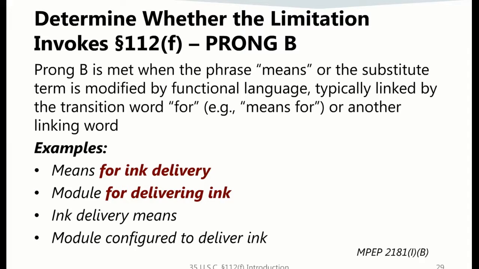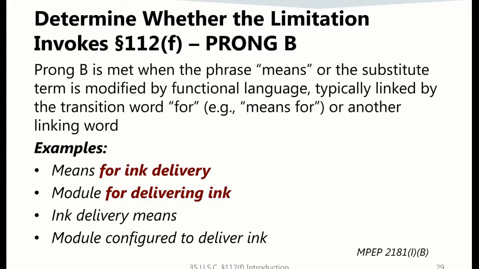For example, the claim recitation of "means for ink delivery" would meet prong B since the phrase "means" has been modified by the function of ink delivery. Similarly, the generic placeholder "module," which in this case is being used as a substitute for "means," is modified by the function "delivering ink." Each of these examples would meet prong B of the three-prong analysis to invoke 112(f).